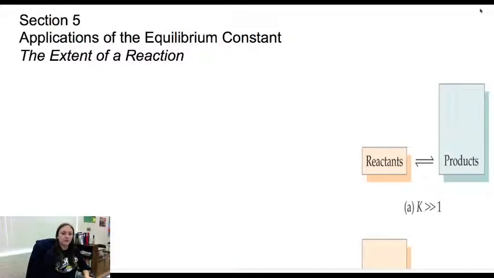All right, we're going to look here at section 5, which are some applications of the equilibrium constant. And the first one I want to talk about is the extent of a reaction. We actually already talked about this, so it should be hopefully a little bit of a review. The magnitude of the constant tells you the extent of the reaction.